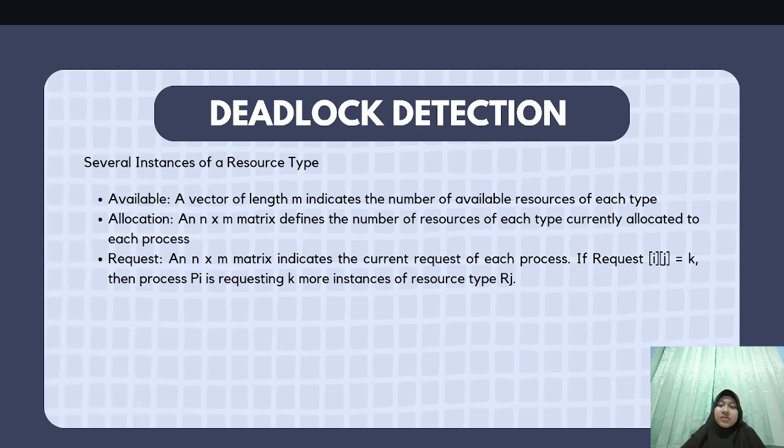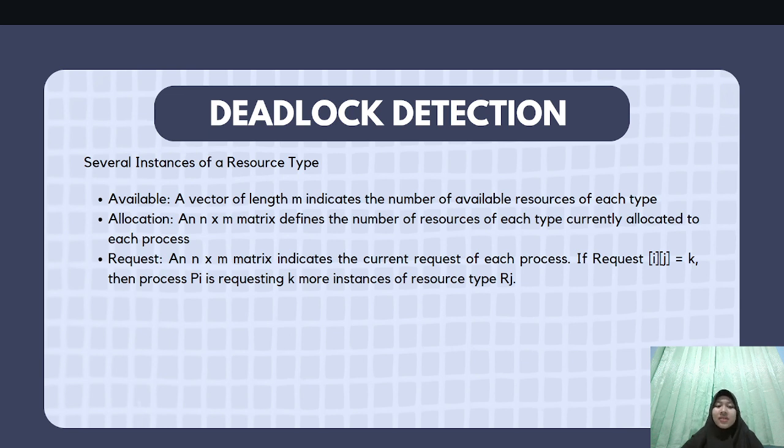Several instances of resource type. Okay, first one is available. A vector of length m indicates the number of available resources of each type. Second one is allocation. An n x m matrix defines the number of resources of each type currently allocated to each process.